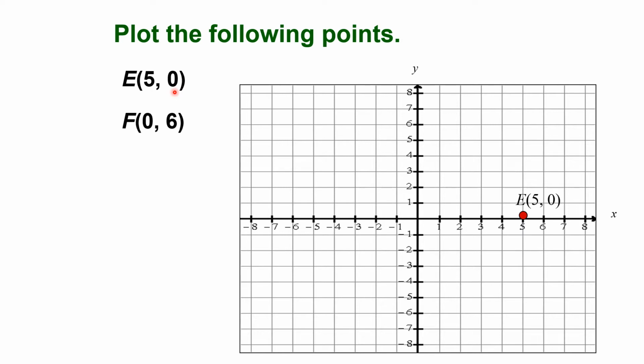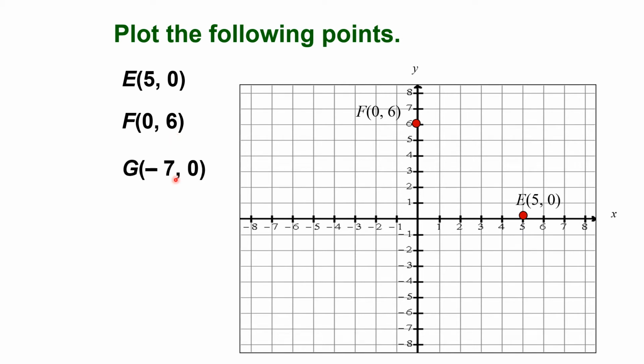And F is 0, 6. This time my first number is a 0, so normally my first thing I would do is go sideways. But because my x-coordinate is 0, that means on the x-axis I'm staying at 0. I'm not going anywhere. And I have a y value of 6, so that's going up to 6. So there's F.